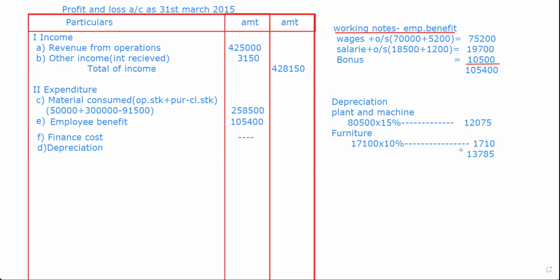So let me draw an underline with this one. And this second note we have done for the depreciation. And here I'm going to find out the value we have just now. We got around 13,785. So this is the amount I got.